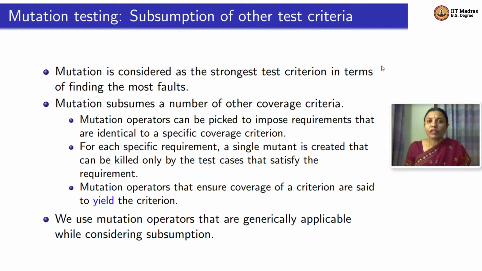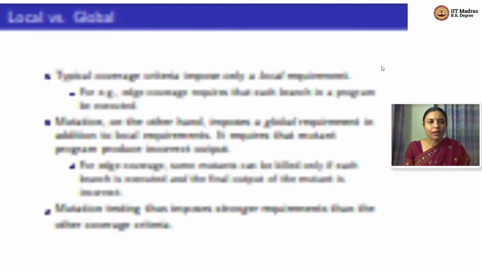The same effect of reaching or executing every statement can be recreated in mutation testing by using a custom set of mutation operators. So this is why we say that set of mutation operators is said to yield node coverage as a criterion. In general, if a set of mutation operators is used in a specific way to achieve the effect of certain other kinds of coverage criteria, then we say mutation operators yield those kinds of coverage criteria. So we will see what those specific subsumptions are.